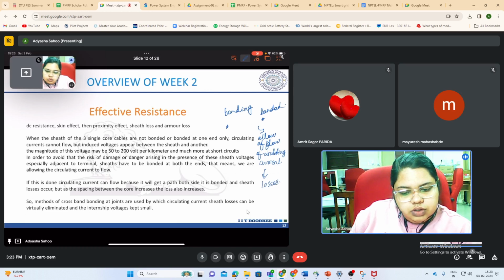So what we do is cross bonding, as you may have seen in the lecture. Basically, three sheaths will be there, similar to transposition. Alternately, after some distance, the first will act as the second and the second will act as the third, and likewise, and again it will be something like this. So similar to transposition, we go for cross bonding.